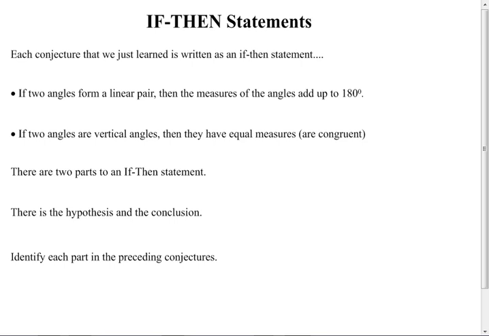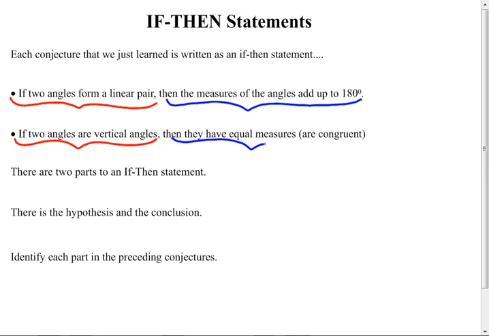Okay, these are if-then statements. If two angles form a linear pair, then the measures of the angles add up to 180. You always end an if statement with a comma. If two angles are vertical angles, notice I'm going to be real specific. I'm not going to say if the angles are vertical. If two angles are vertical, then their measurements are the same.